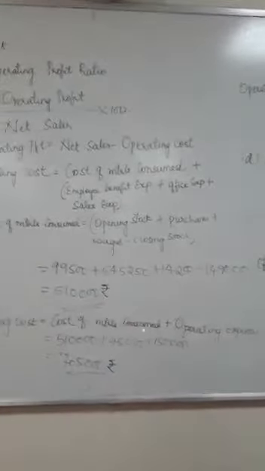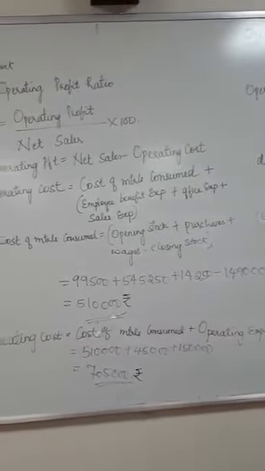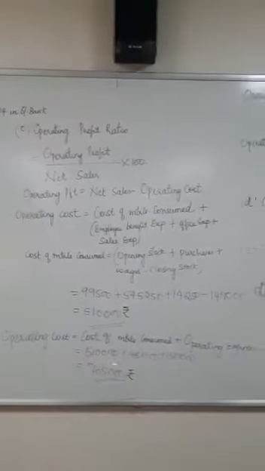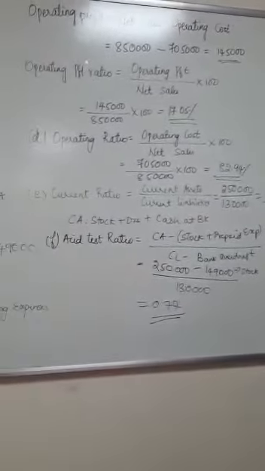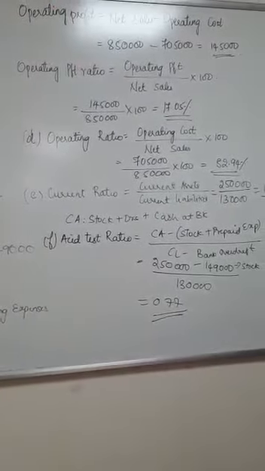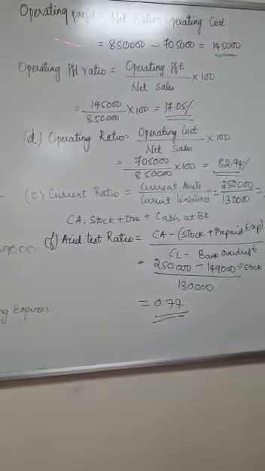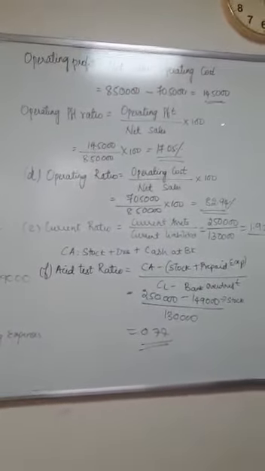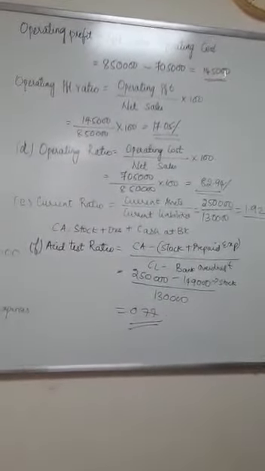So now cost of material consumed plus operating expenses, that's 5,10,000 plus 1,95,000 is 7,05,000 rupees. We are getting the operating cost. Now we have got net sales, and we know the operating cost. Now let us find out the operating profit, because we need the operating profit in order to find out the operating profit ratio. So operating profit is net sales minus operating cost. Net sales they have given in the profit and loss account, 8,50,000. Operating cost we have just found out, that is 7,05,000. So the operating profit is 1,45,000 rupees.